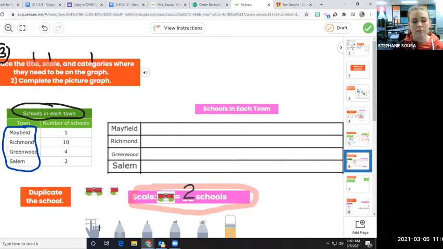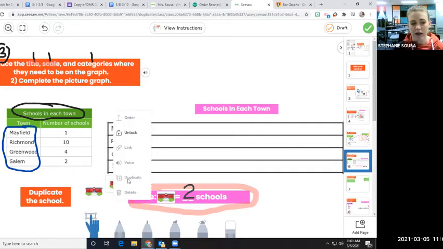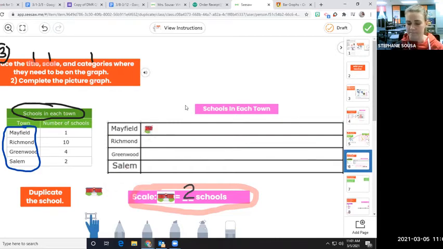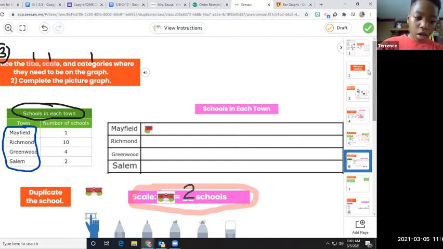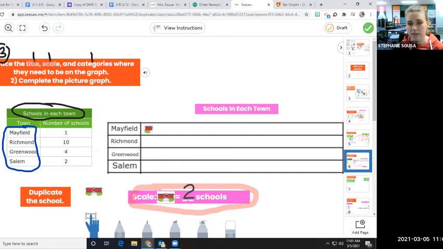Okay. So for Mayfield, we only have 1 school in Mayfield. That's what our frequency chart tells us. So I need half of a school picture because that represents 1 of the schools. Terrence, question? And the reason it's similar to a bar or everything else is because it has a name and it has a scale. It does. Yep. Our graphs are all going to have titles and scales in 3rd grade.